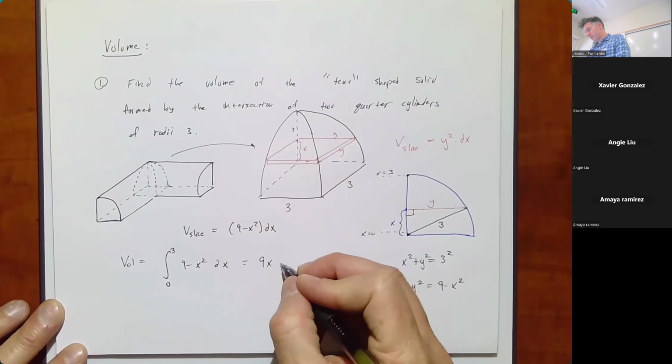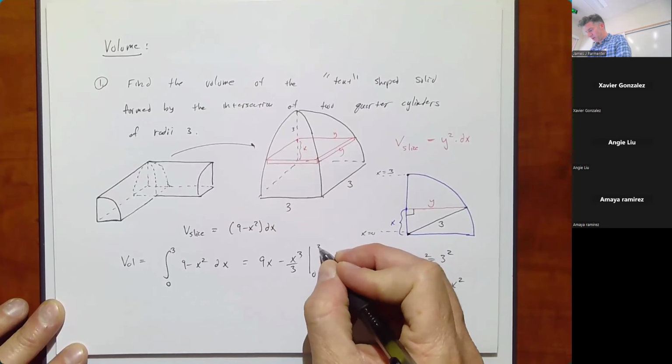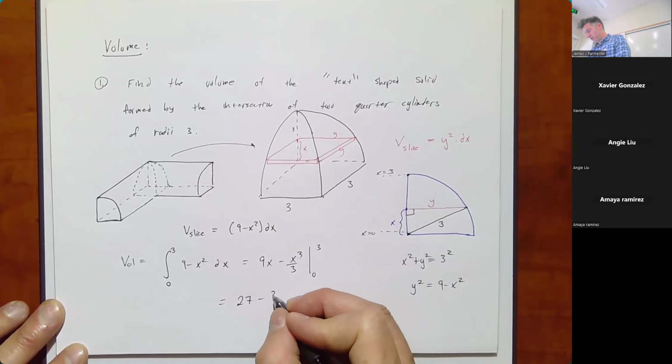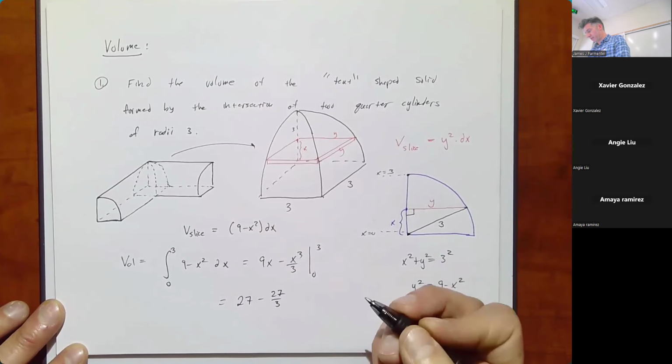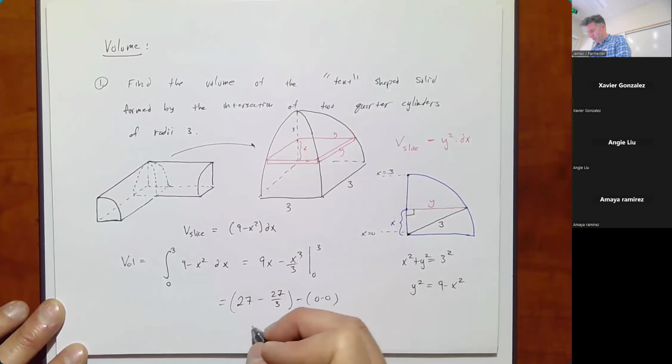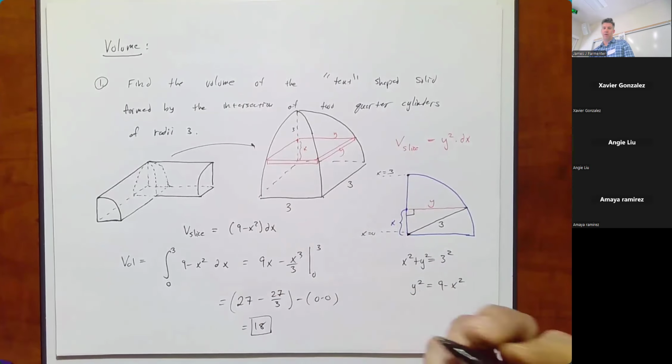We get 9x minus x cubed over 3, evaluated from 0 to 3. That's going to be 9 times 3 minus 3 cubed over 3, minus 0 minus 0, which ends up being 27 minus 9, which is 18. 18 units cubed, whatever our units are.